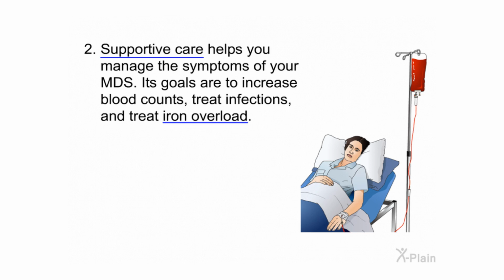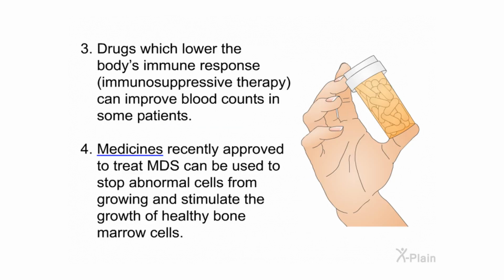2. Supportive care helps you manage the symptoms of your MDS. Its goals are to increase blood counts, treat infections, and treat iron overload. 3. Drugs which lower the body's immune response, immunosuppressive therapy, can improve blood counts in some patients. 4. Medicines recently approved to treat MDS can be used to stop abnormal cells from growing and stimulate the growth of healthy bone marrow cells.